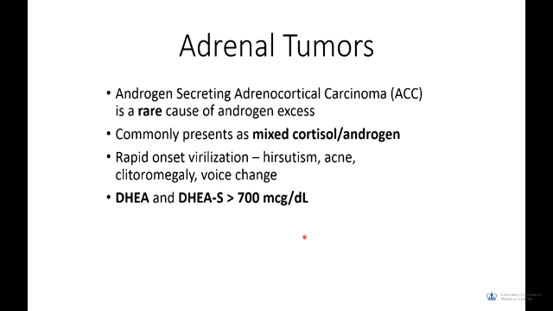So then there's adrenal tumors. Androgen-secreting adrenocortical carcinoma is a very rare cause of androgen excess and actually often presents as a mixed cortisol and androgen package. And you get rapid onset, just like with the ovarian tumors, of hirsutism, acne, clitoromegaly, voice change. These are all signs of excess androgens. In this case, you measure the adrenal androgens rather than the ovarian androgens. So you measure DHEA and DHEAS, and those are usually greater than 700.